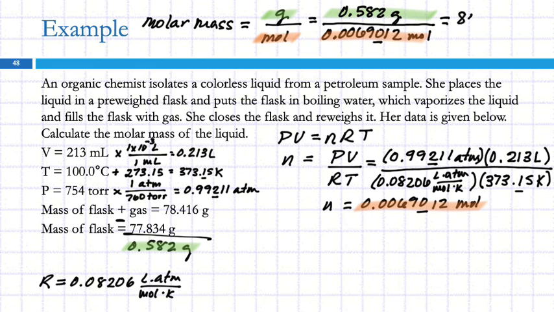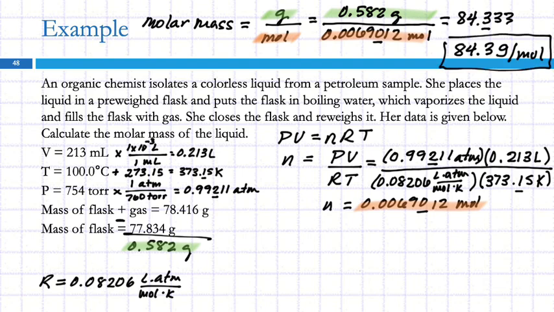So I'm going to do the division there, and it should have 3 significant figures, so 84.3 grams per mole is my molar mass.